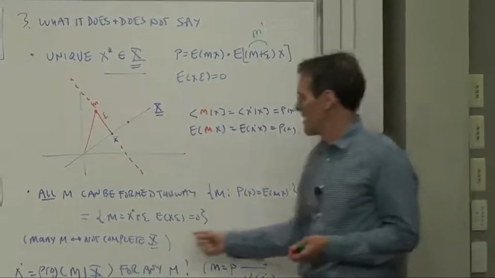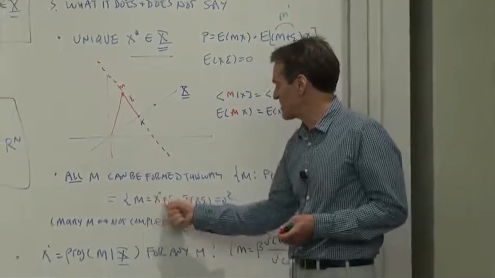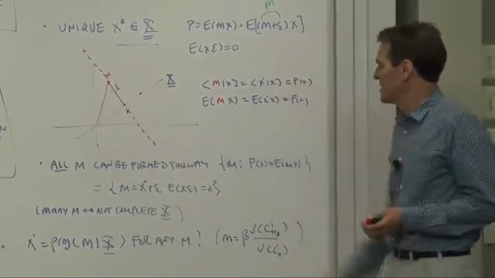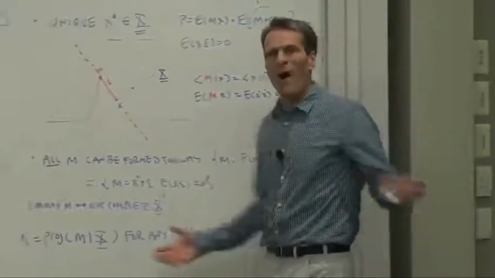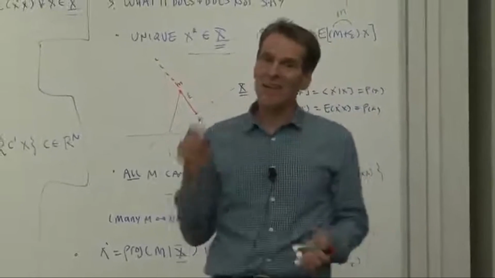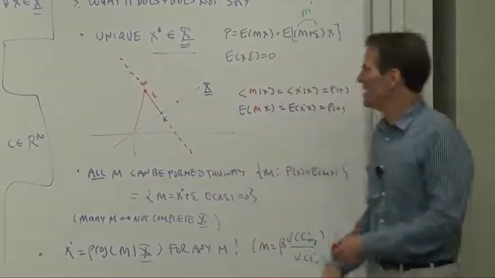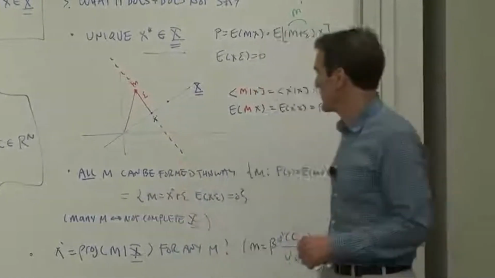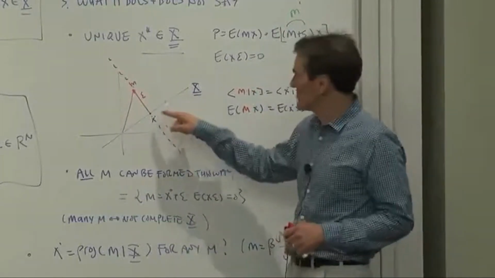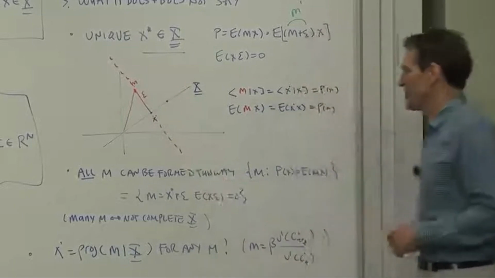Any discount factor m is of the form m is x star plus some additional noise, where that noise is orthogonal to the payoff space X. Why are there so many discount factors, you say? Because we have an incomplete market. If we had a complete market, the discount factor, the contingent claims price, would be unique. But now it's not unique. There's only one in X, but there's lots of them that are not in X.